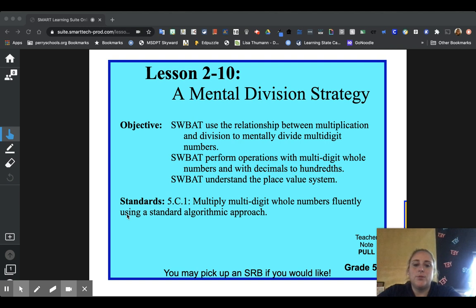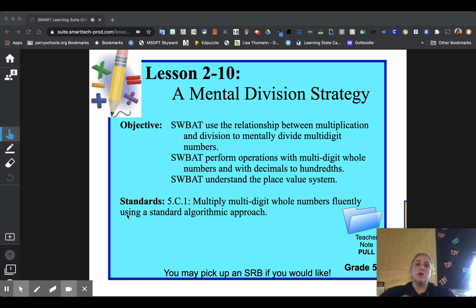Welcome to lesson 2.10, a mental division strategy. In the previous lessons we have worked on multiplication and done U.S. traditional with multi-digits times 1 and 2 digits, times 2 digits, or 2 digits times multiple digits. Today we're going to be able to use the relationship between multiplication and division to mentally divide multi-digit numbers.